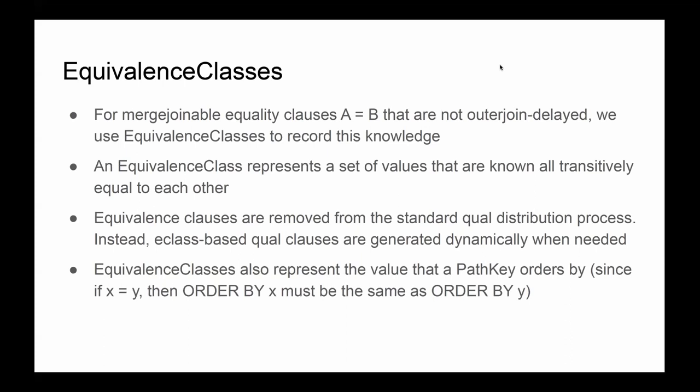And equivalence classes also represent the value that a path key orders by. So the logic here is, since we know X equals Y, order by X should be the same as order by Y, right?